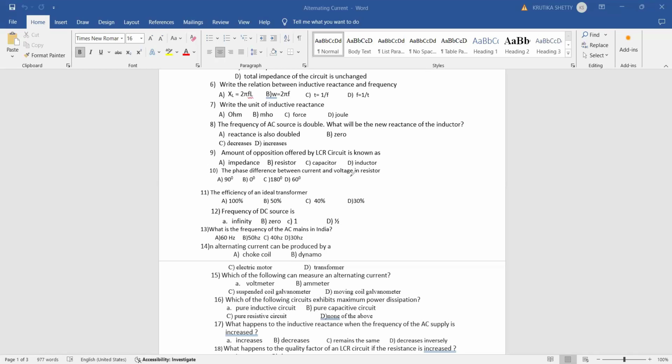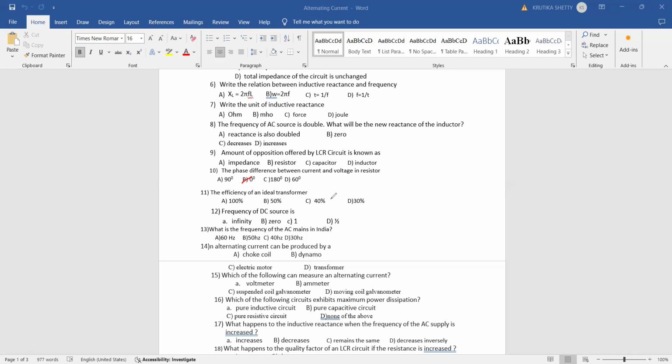The phase difference between the current and voltage in the resistor. Yes, we have covered this. In case of resistor, okay. So inductor, capacitor, resistor. It is B, 0. Yes, very good students. So in a resistor it is 0. By chance if they are asking for inductor or capacitor, it will be 90 degrees.